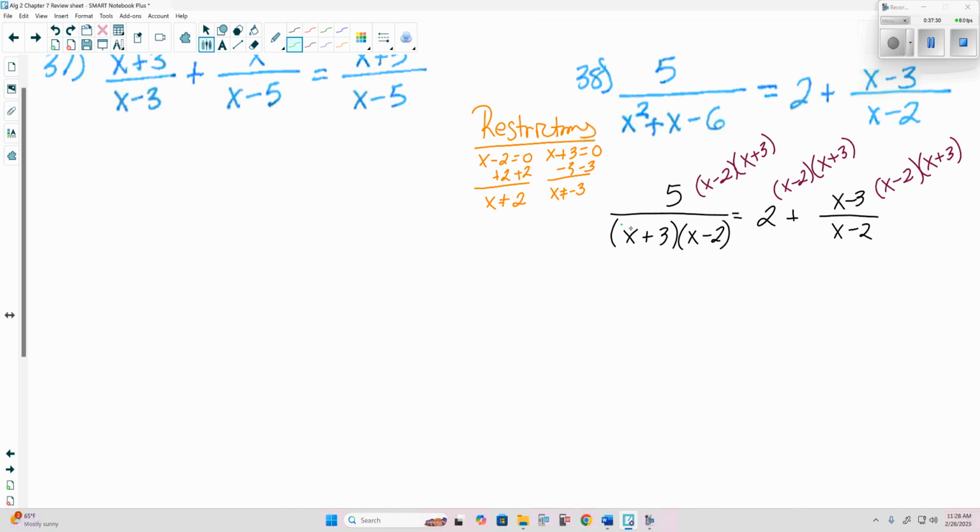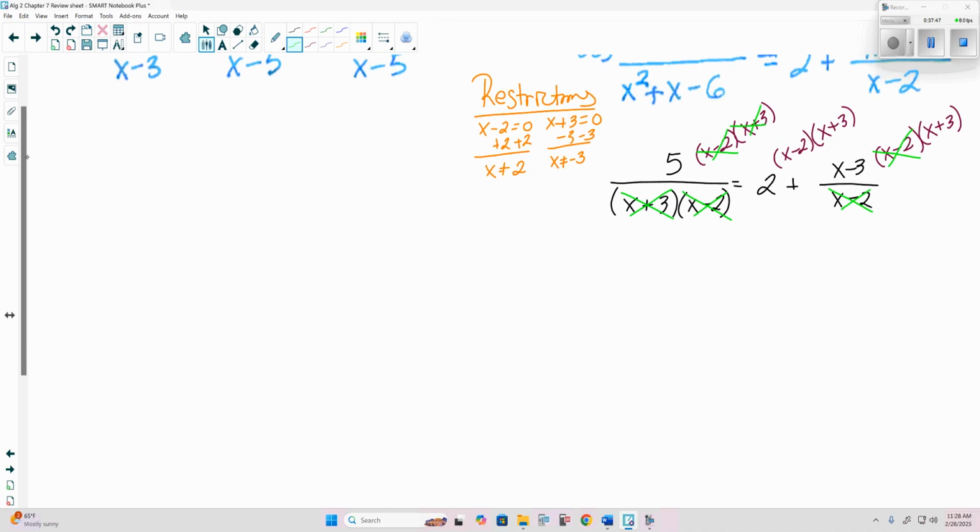Now on the far left, the x plus 3 and x plus 3 would cancel, and the x minus 2 and x minus 2 would cancel. Our 2 in the middle doesn't simplify with anything, but on the far right, the x minus 2 and x minus 2 would cancel. Now what that leaves us with is 5 on the left-hand side, because everything we were multiplying it with simplified out.